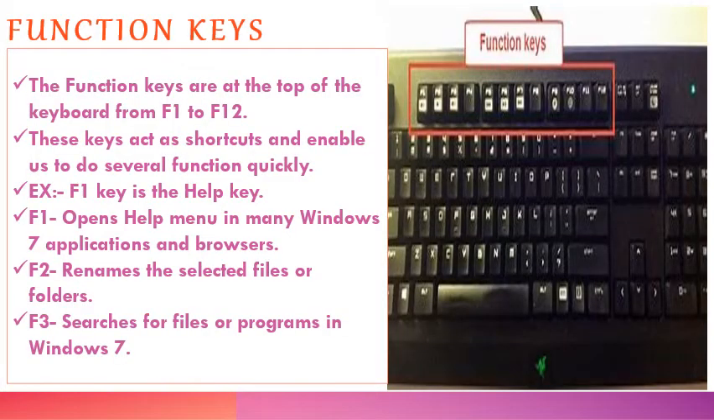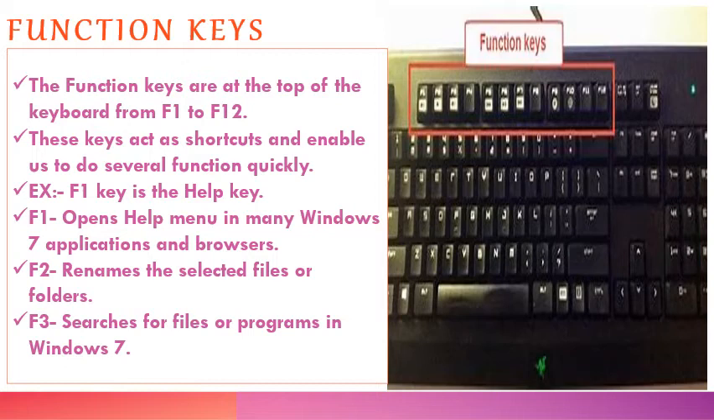Function keys. The function keys are at the top of the keyboard from F1 to F12. These keys act as shortcuts and enable us to do several functions quickly. For example, F1 key is the help key. When we press the F1 key in any program, we see the help menu for the open program.